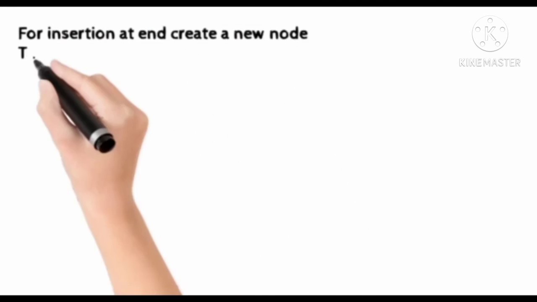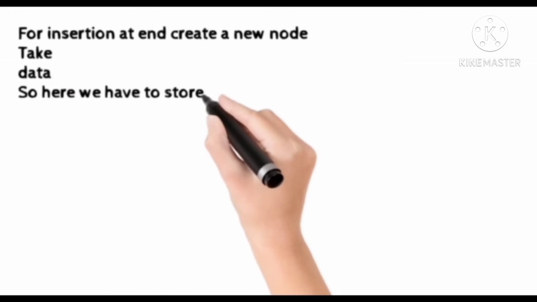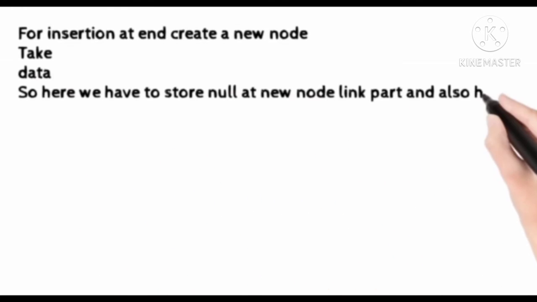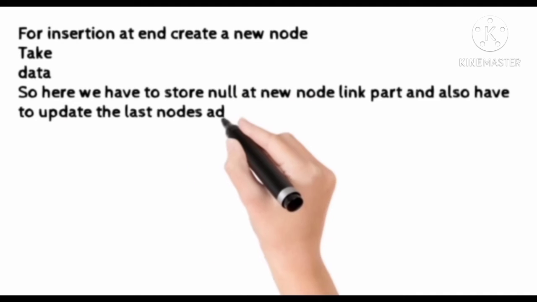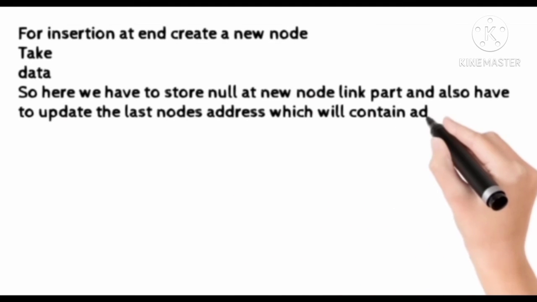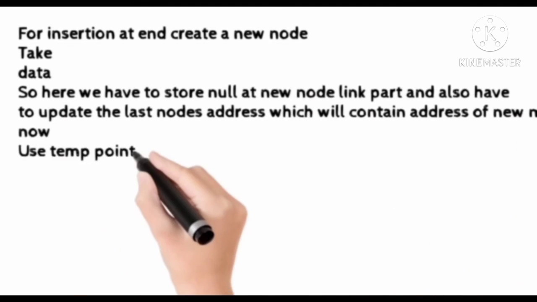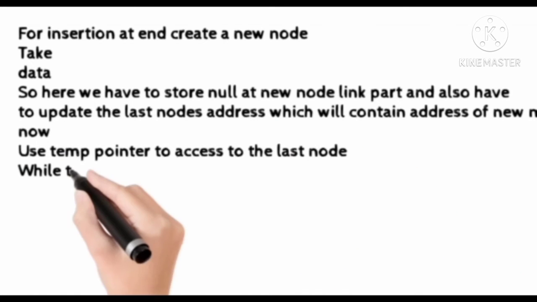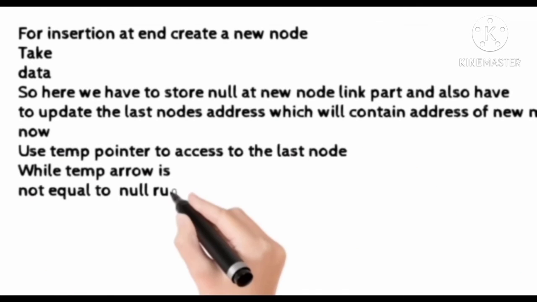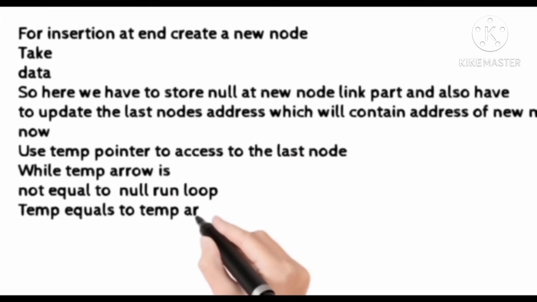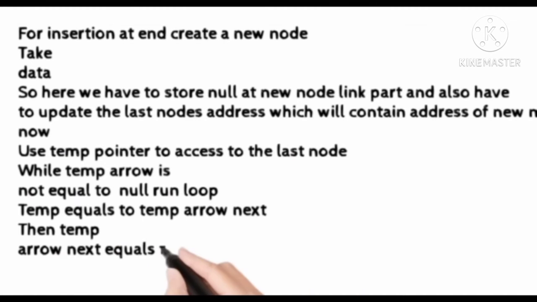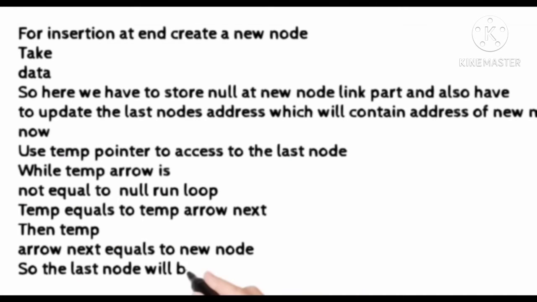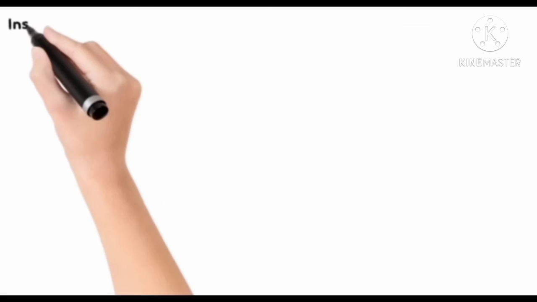Insertion at end. For insertion at end, create a new node. Take data. Here we have to store null at the new node's link part and also update the last node's address, which will now contain the address of the new node. Use a temp pointer to access the last node. While temp->next is not equal to null, run the loop. Temp equals temp->next. Then temp->next equals newnode. So the last node will be the new node.